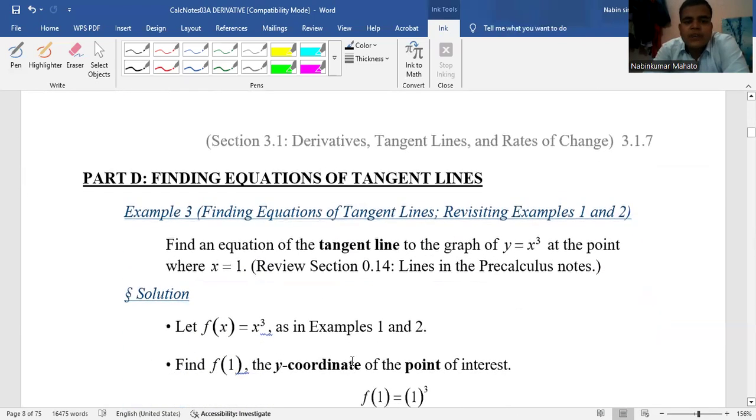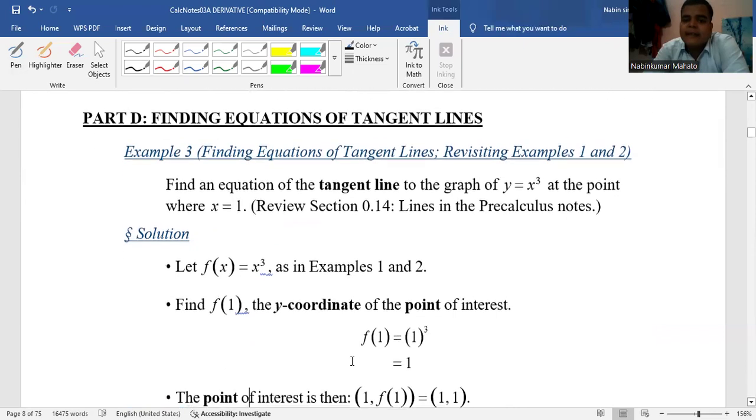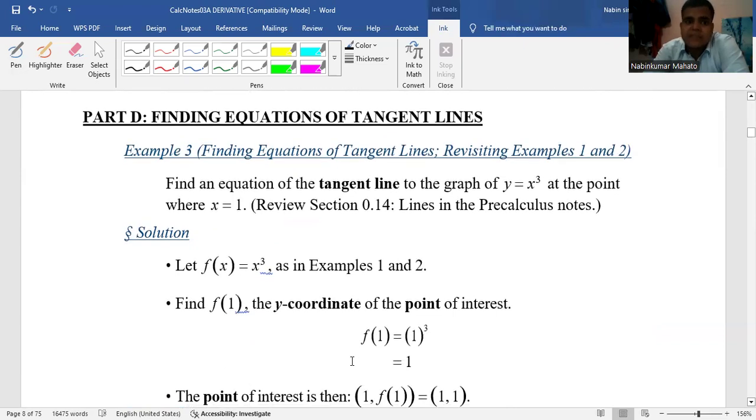Now finding the equation of the tangent line. Just like finding the equation of the tangent line to the graph y is equal to x cube at the point where x is 1, revise section 0.14, lines, in the pre-calculus notes. Let f(x) be equal to x cube, as in examples 1 and 2. Find f(1), the y coordinate of the point of intersection. This is a very interesting question: we are finding the y coordinate, not the x coordinate.